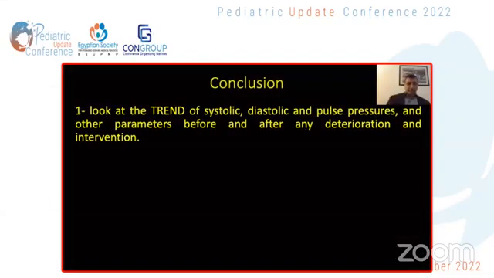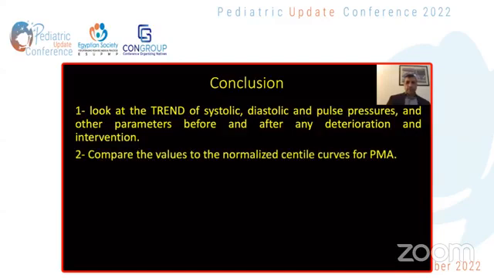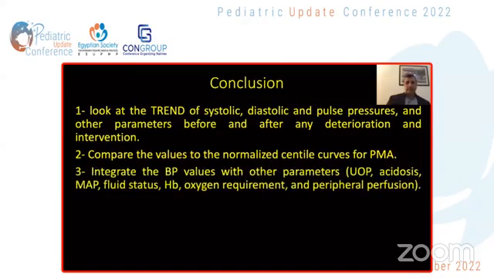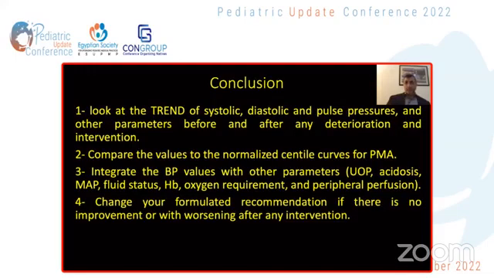So for conclusion, you need to look at the trend of systolic, diastolic, and pulse pressure. You need to also assess all of other parameters related to hemodynamic instability before and after any deterioration or intervention. Compare the values to the normalized centile curves for premature infant. Integrate blood pressure values with other parameters like urine output, acidosis, mean airway pressure, fluid status, hemoglobin, oxygen requirement, and peripheral perfusion. Change your formulated recommendation if there is no improvement or with worsening after any intervention.